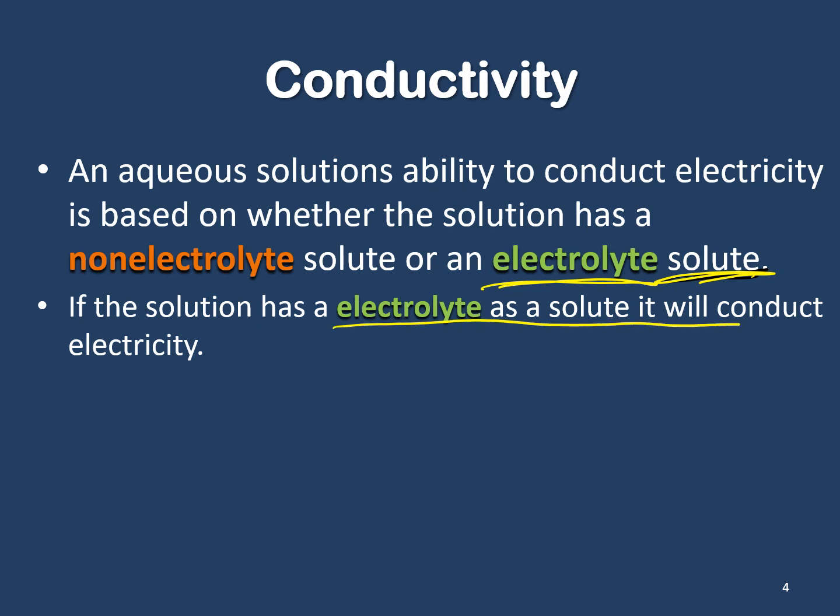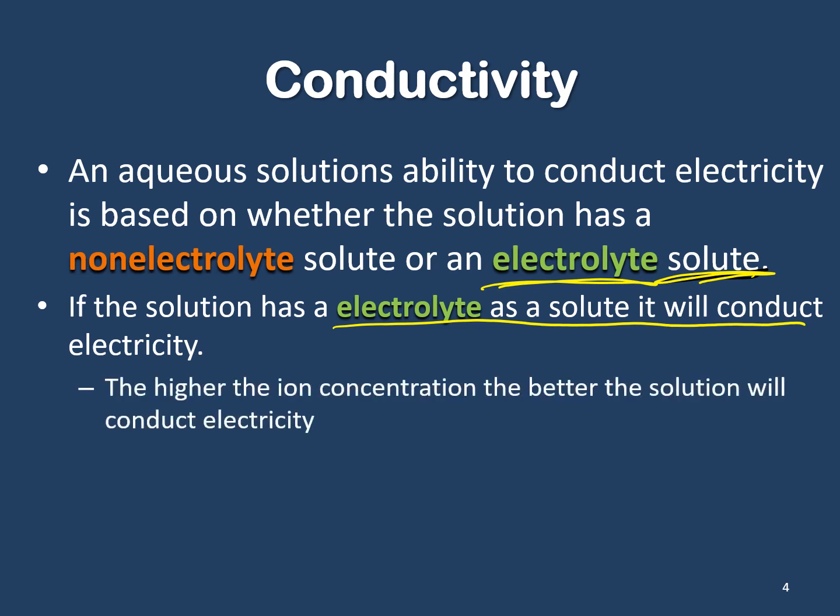So when we have a solute that's dissolved in the water that is an electrolyte, it conducts electricity because we have these ions, and these ions are passing along that electron throughout the entire solution, allowing electricity to be conducted through it. Now, one of the things you've got to understand here is the more ions you have in the solution, the better that solution will conduct electricity.